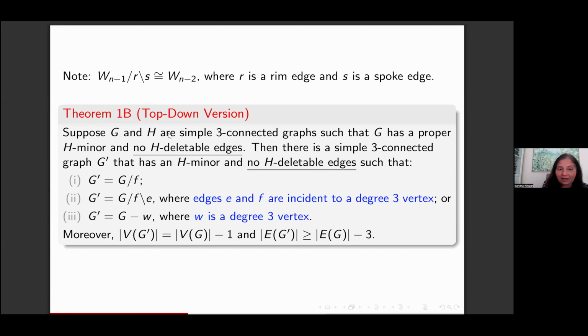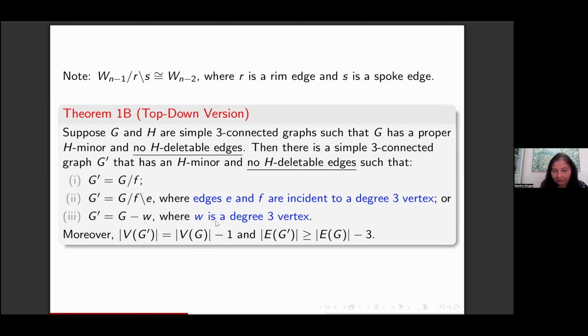So if G and H are simple 3-connected graphs such that G has a proper H minor and no H-deletable edge, then there's a smaller one with the same properties such that G' is G contract F, or you contract F and delete E, where edges E and F are incident to a degree 3 vertex, or you just throw out a degree 3 vertex.